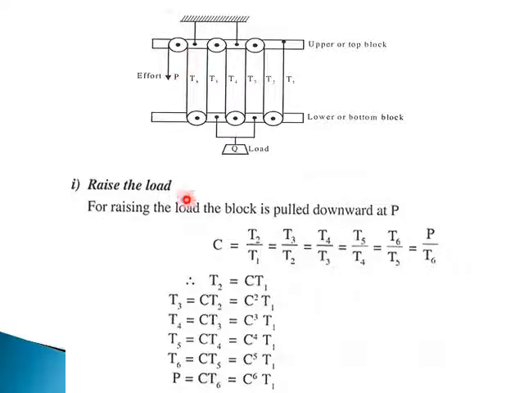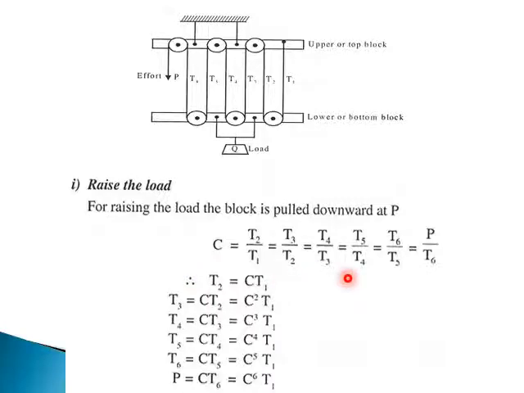Okay, so the final ratio is P by T6. This is how you get the ratio of belt tensions, I mean the rope tensions, in the hoisting tackle. Then you can rewrite these equations in the form of T1, T2, T3.